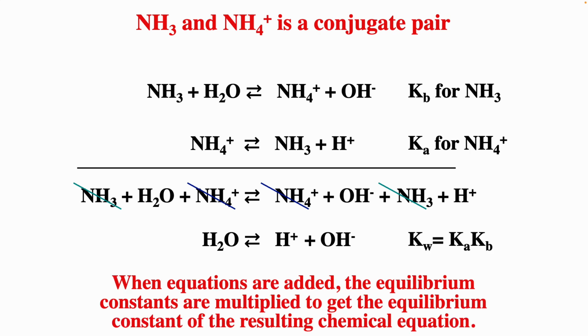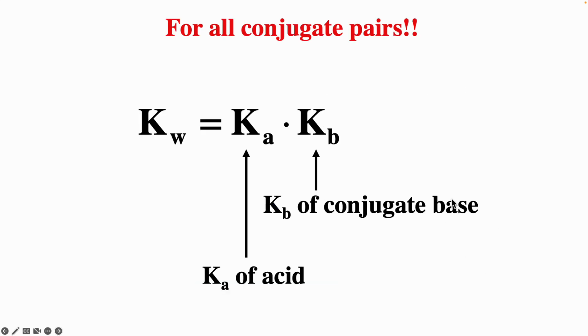Now you should also remember that when you add reactions, you multiply the corresponding equilibrium constants. And so this has the equilibrium constant of Kw. It should also have the equilibrium constant of Ka times Kb. And so for a conjugate acid-base pair, Ka times Kb equals Kw. So Ka of the acid times Kb of its conjugate base will equal the Kw.